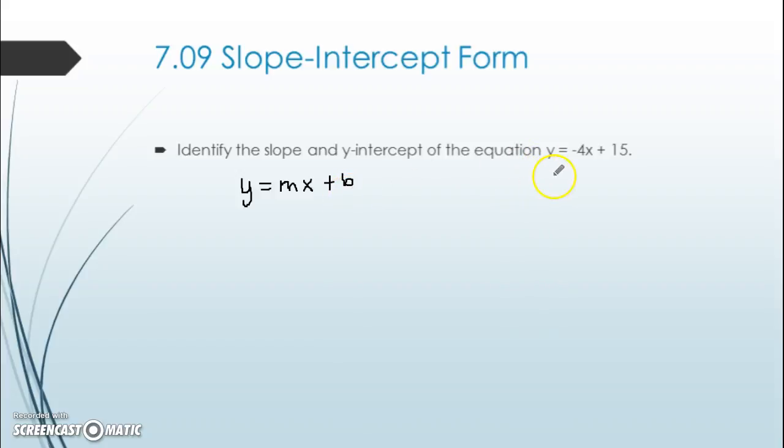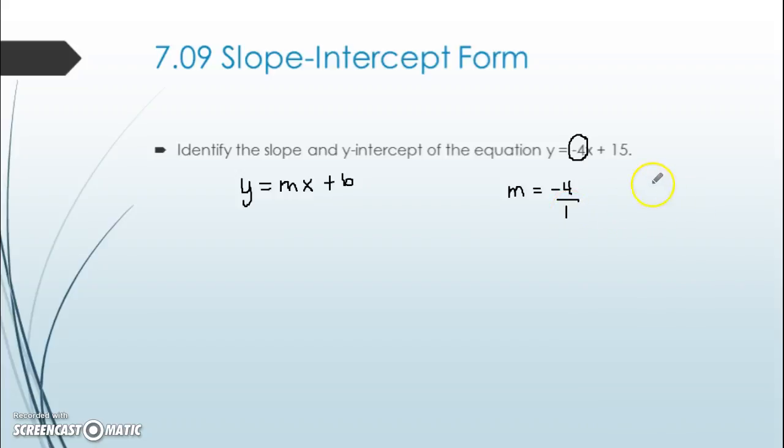So if I look at this equation, I have y equals a negative 4x plus 15. The coefficient of x represents our slope. So our slope, m, is a negative 4. You can also think of this slope as being a negative 4 over 1 because slope is rise over run. So this slope has a rise of negative 4 and a run of 1.